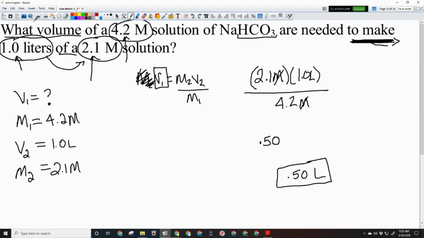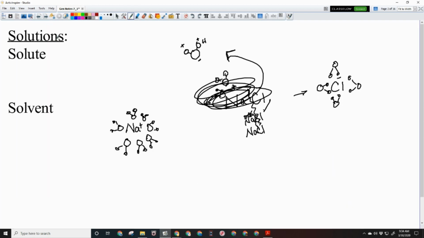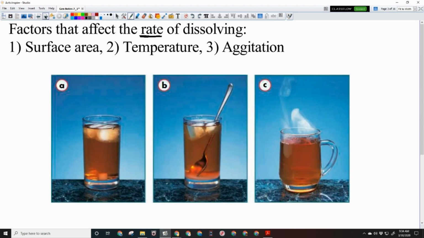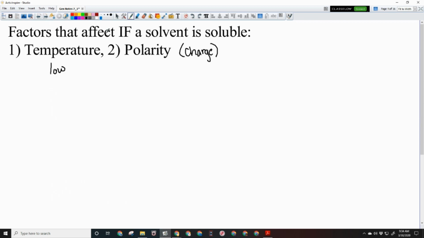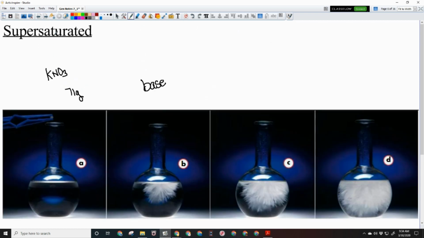That's it. So today, in these notes, we've learned about volume. We learned about solutions. What is a solution? How solutions are made. There's 2 parts to a solution. There's the solute and the solvent. We talked about the factors that affect the rate of dissolving. We talked about the factors that affect if something is going to dissolve. And we looked at a graph and analyzed a graph of temperature versus how much something dissolves. We called that saturated, unsaturated, or supersaturated.